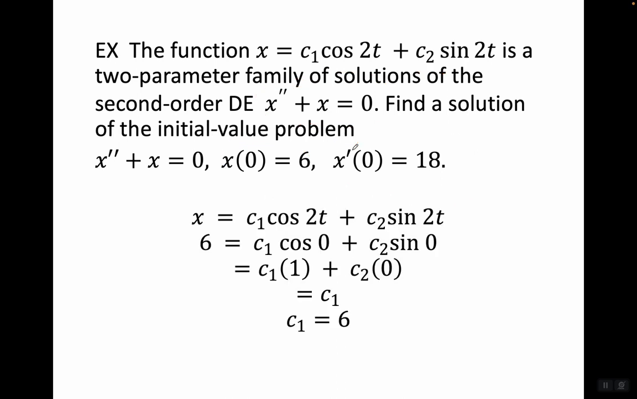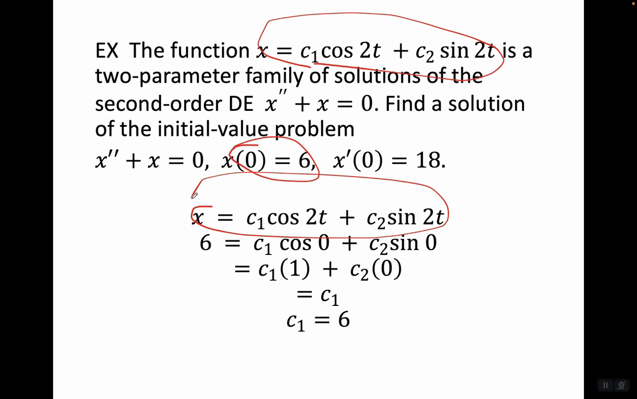Okay, let's see how we can use those. We know that this is a solution to the differential equation, so let's just plug in x equals 6 and t equals 0 into it. When we do that, we get 6 equals c1 cosine 0 plus c2 sine 0. In other words, 6 equals c1 times 1 plus c2 times 0, which is just c1. So in other words, c1 equals 6. Okay, so we've solved for c1.